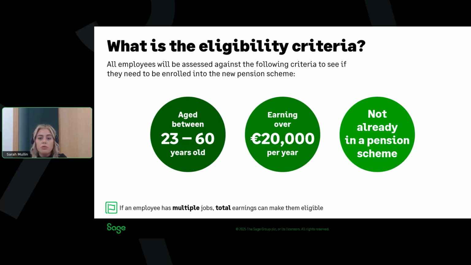Now, something I do want to note is if an employee has multiple jobs, it is their combined earnings that can actually make them eligible. So even if their earnings with you are below the €20,000, they can still be enrolled by any employer when they're not already in a pension scheme. Eligibility is based on earnings, so it doesn't factor in contract type or length, or if someone's a seasonal worker or part-time. So everyone will be considered, and it will be based on total earnings across all employments. So definitely something to bear in mind if you've got any employees with multiple jobs.